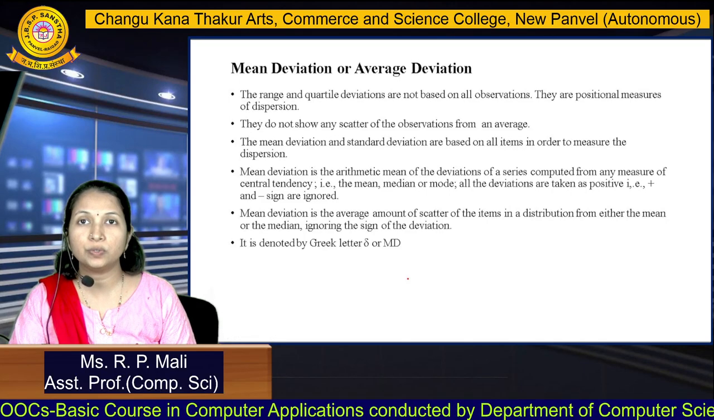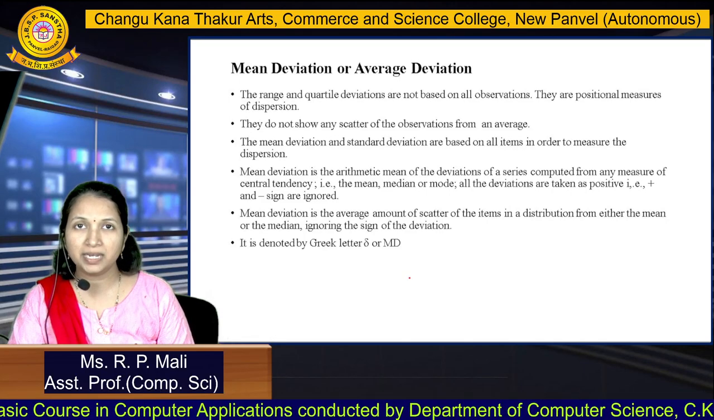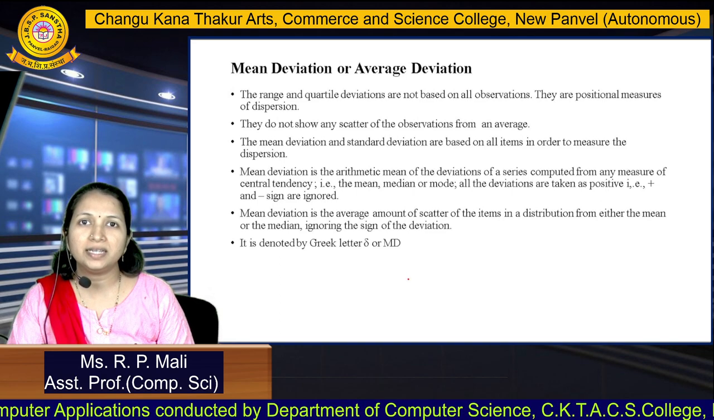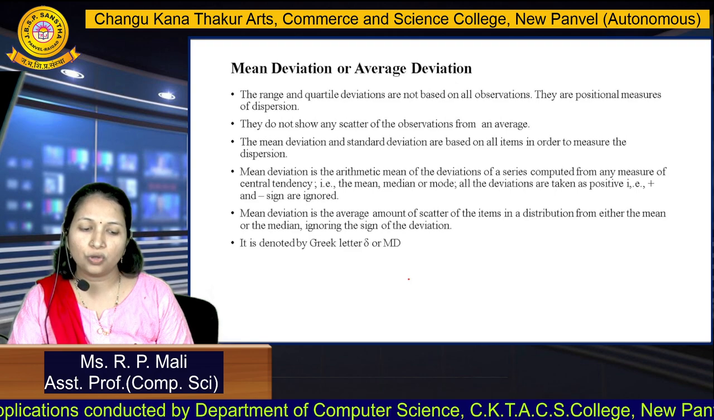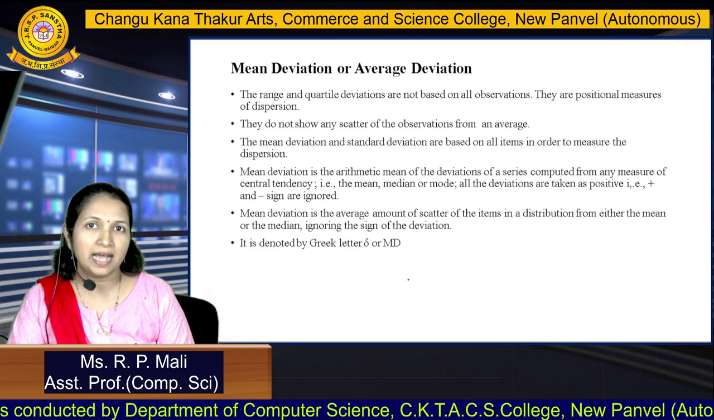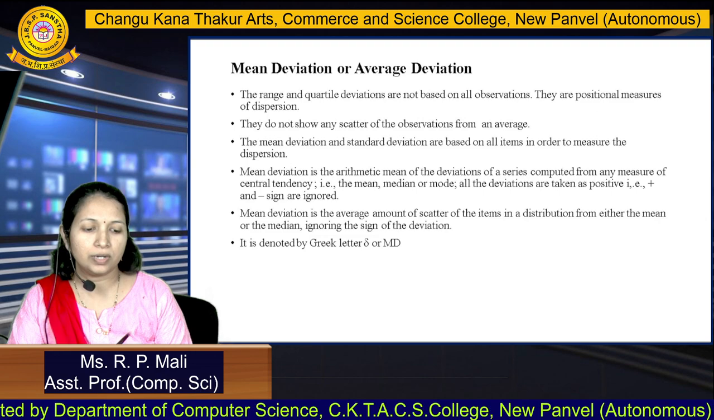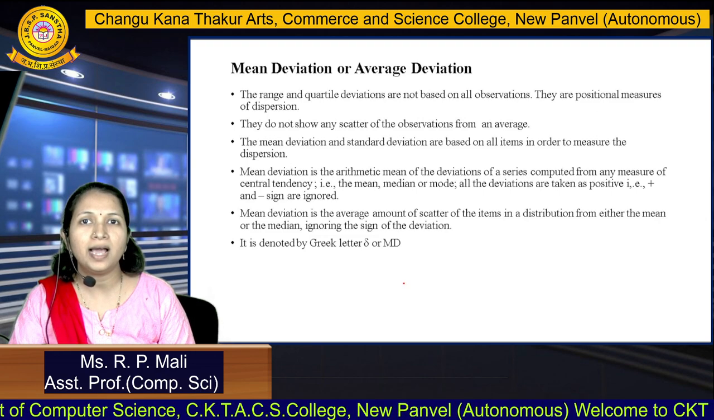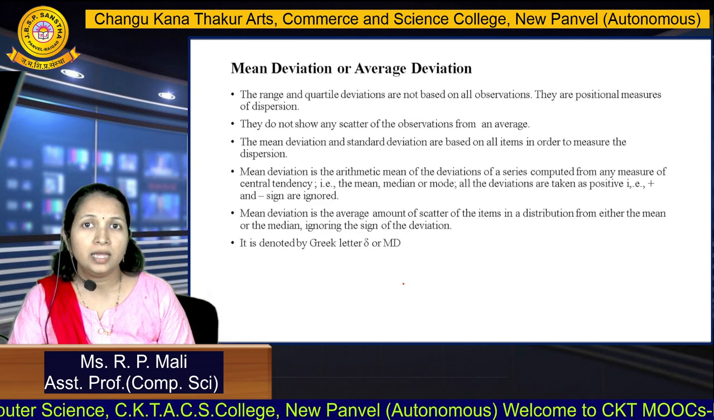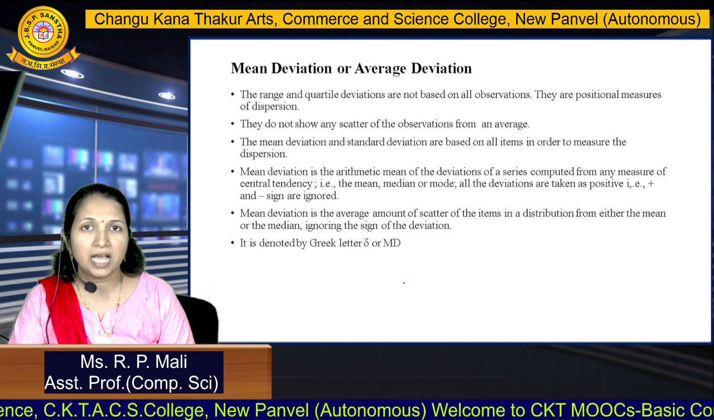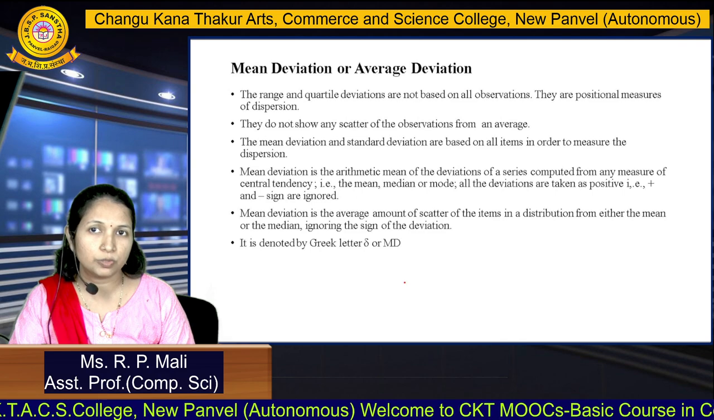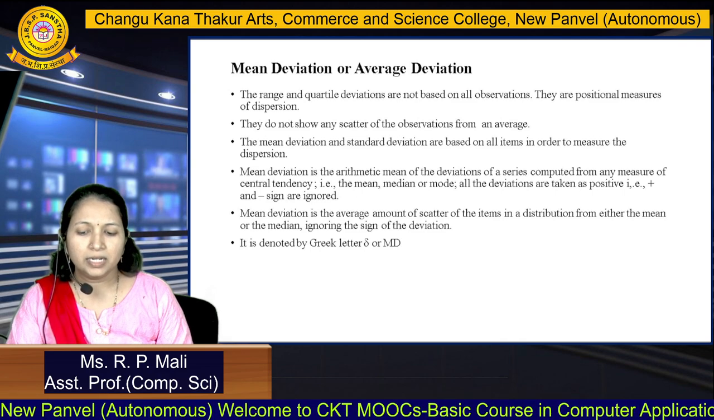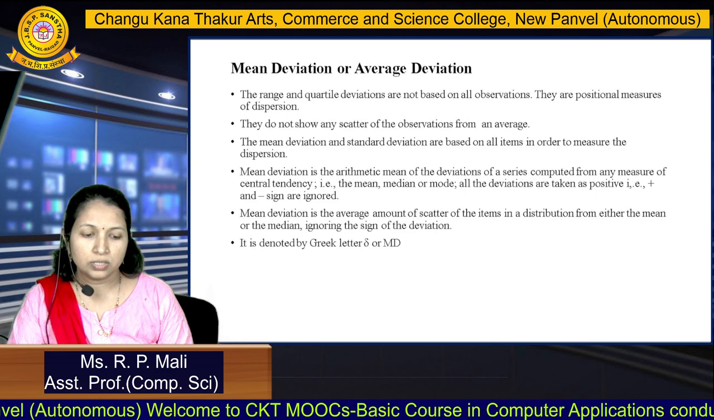Hello friends, today we are going to see the next topic, that is mean deviation and average deviation. The range and quartile deviation are not based on all the observations. For example, the range includes only the extreme values, the smallest value and the largest value, whereas the quartile deviation has only the middle portion of the distribution, from Q1 till Q3. So they don't include all the values.